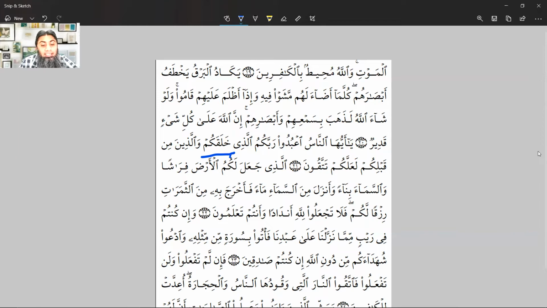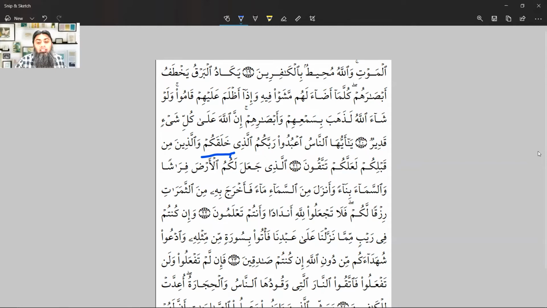So I was saying that alladhi khalaqakum is one part, and then wow, alladhina min qablikum, second part. So alladhi khalaqakum wa alladhina min qablikum together will become the sifa for who? For Rabba. Why? Because alladhi khalaqakum is one sentence, wow is connecting them with alladhina min qablikum. Both of them together will become the sifa for Rabba.